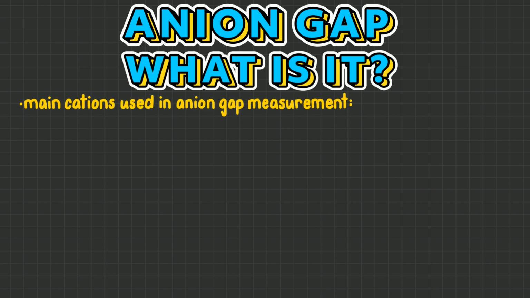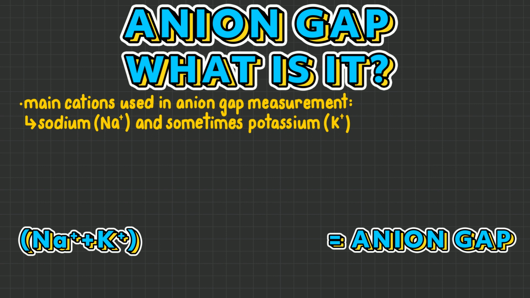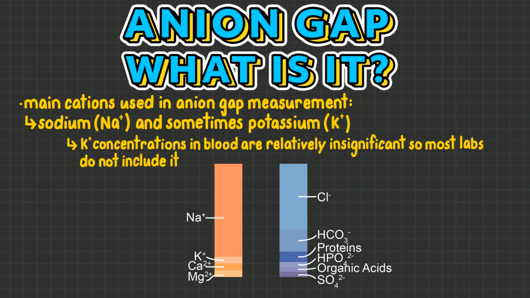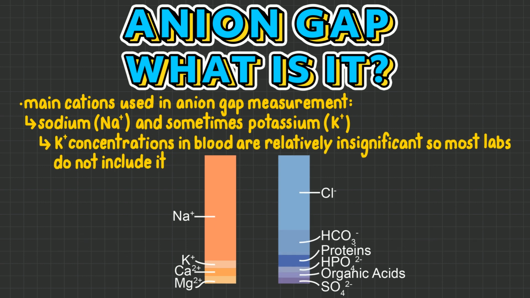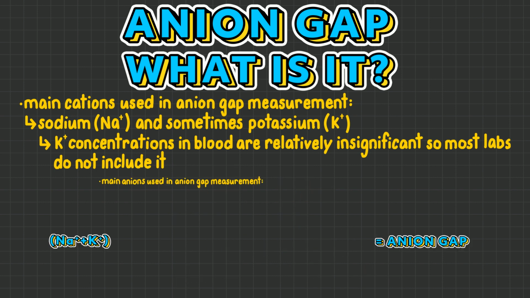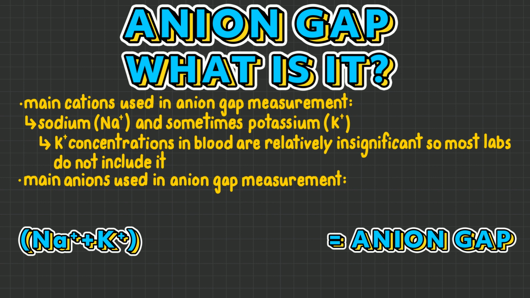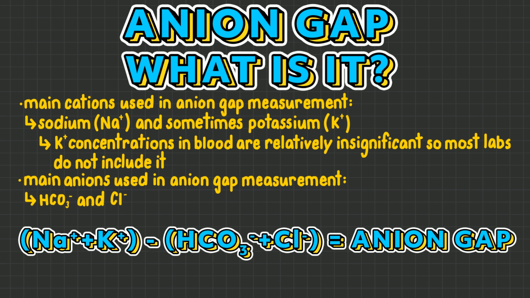The main cations in the blood that are used to measure anion gap include sodium and sometimes potassium. Potassium concentrations in the blood are relatively insignificant, usually making little difference. Therefore, most, but not all, labs exclude potassium from their measurements. And the main anions in the blood that are used to measure anion gap include bicarb and chloride.